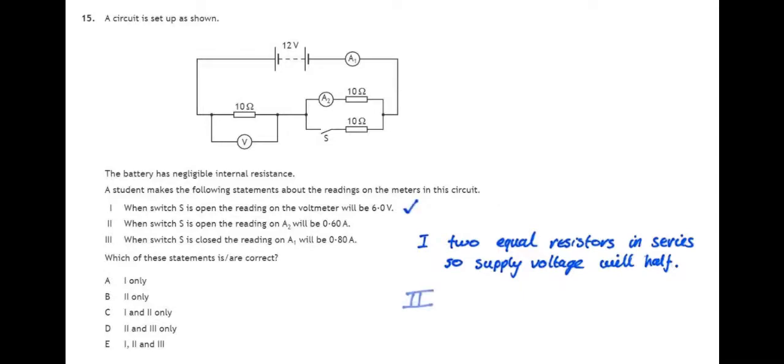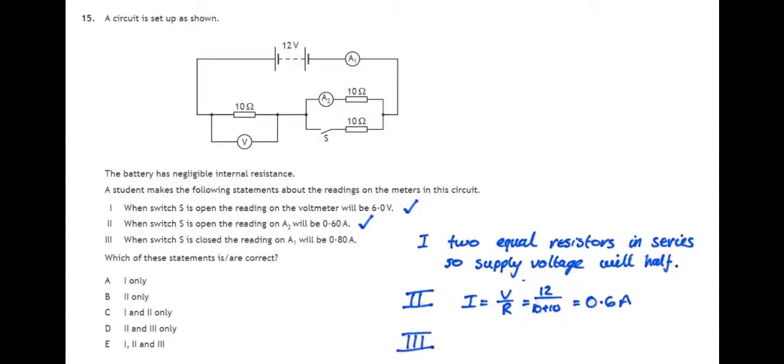2. When switch S is open, the reading on ammeter A2 will be 0.6 amps. But when the switch is open, the ammeter reading is going to be controlled by the resistance of both the resistors. So I equals V over R. The supply voltage is 12. The resistance is 2 10 ohm resistors, which is 20, which gives 0.6 amps. Correct. 3. When the switch S is closed, the reading on ammeter A1 will be 0.8 amps.